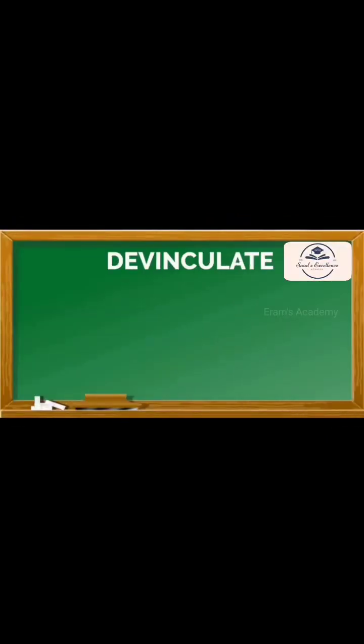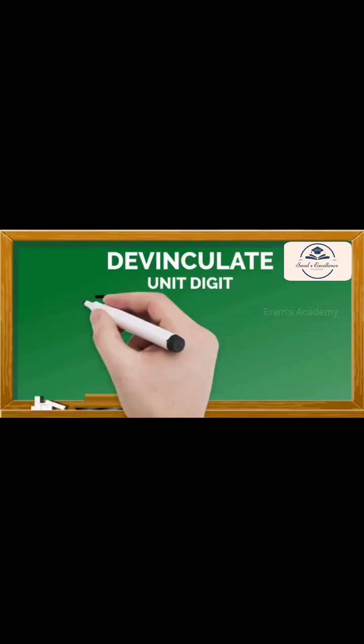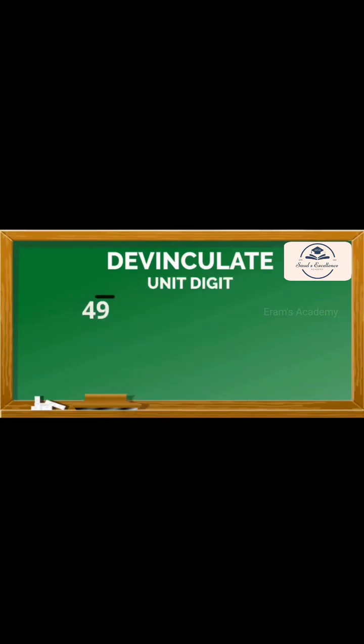We are going to learn about divinculate. Let's start with example 49. First we minus unit digit 9 from 10 equal to 1. We write 1. Next step we less one number with 10's digit 4 equal to 3, we write 3. So 40 less 9 equal to 31.